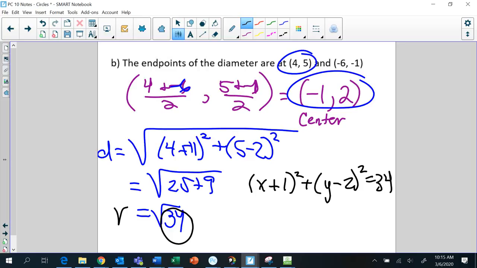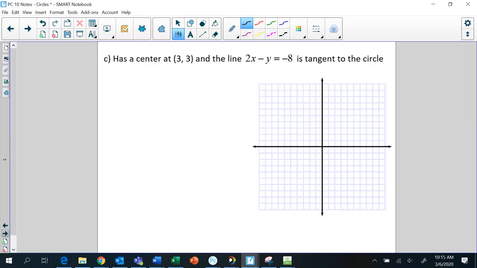Now you can do all your circles in your Desmos project so far. And lines and absolute values and any trigonometric stuff you need to do. Just don't know how to do those ellipses yet. All right, has a center at 3, 3. And the line 2x minus y equals -8 is tangent to the circle.